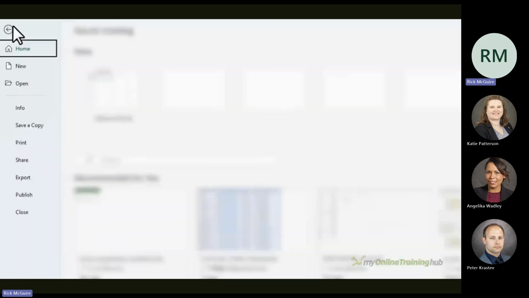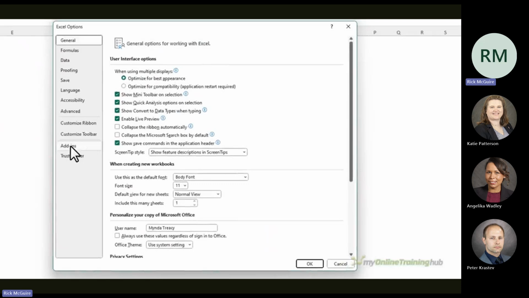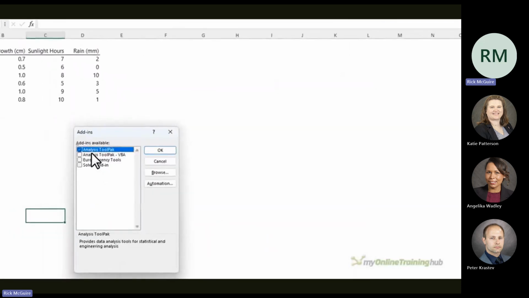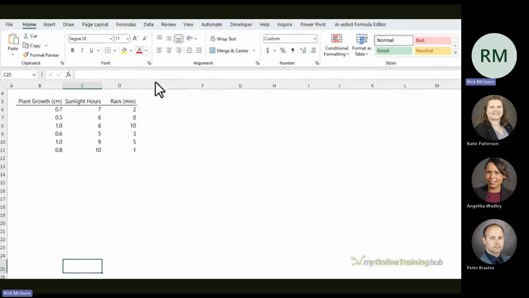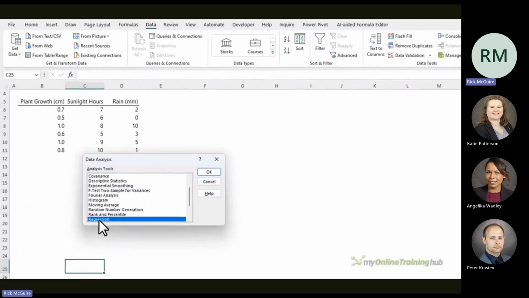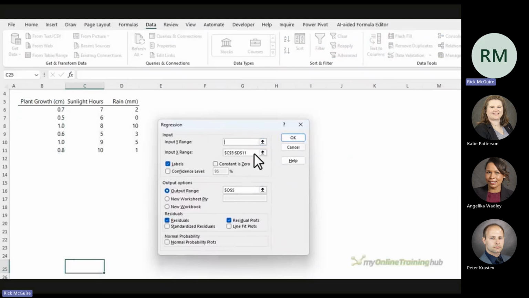You can enable it via the File tab and then Options, and then down in Add-ins, I want to then click Go, and here make sure it's checked in the box and click OK. You'll then be able to access it on the Data tab of the ribbon on the far right, Data Analysis. Here I want to choose Regression and click OK. Now it remembers my selections from earlier, but let's just delete them and we'll start from scratch.